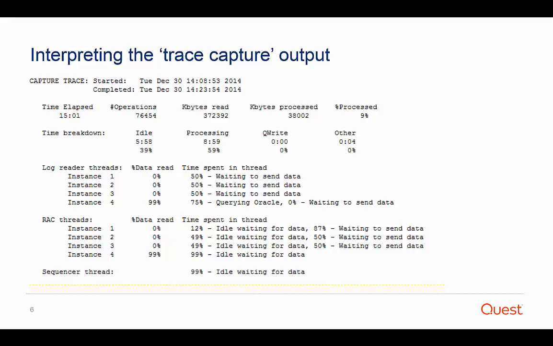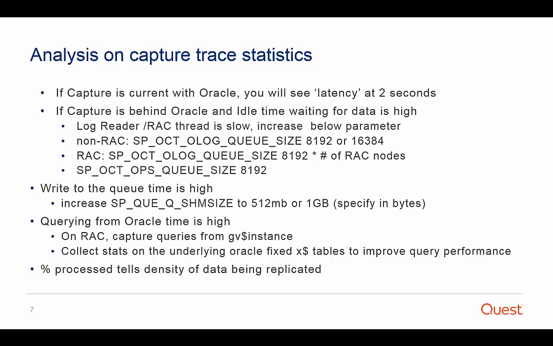Here is another example for the trace capture output. In this case, the log reader for the node 4 is spending 75% of the time querying from Oracle. It is slow on querying from the $GV instance. If capture is current with Oracle, you'll see a latency at 2 seconds. By default, capture will delay by 2 seconds to prevent itself from reading ahead of Oracle.